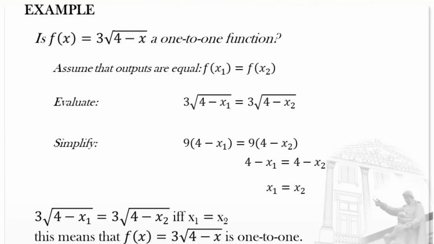What about this one? f(x) = 3 multiplied by the square root of (4 − x). Is it a 1-to-1 function? Okay, again, you equate it. So therefore, x sub 1 is equal to x sub 2. So therefore, it is a 1-to-1 function. Okay, it's a 1-to-1 function.